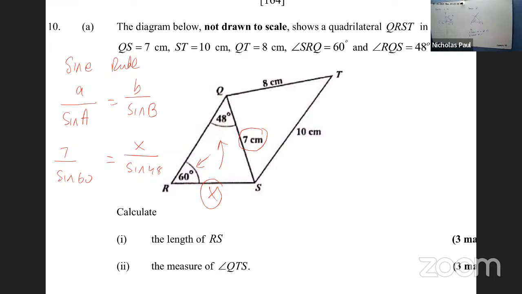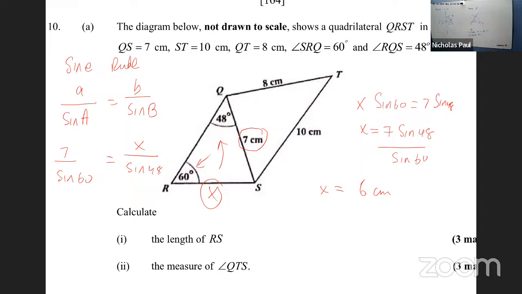Now you have two fractions with an equal sign, so what are you going to do? Cross multiply, right? So you'll end up with X sine 60 is equal to 7 sine 48. So X is equal to 7 sine 48 all over sine 60. How much did you all get? 6. Right, 6 centimeters. Online I only got one answer from Annalie. Good job, Annalie.